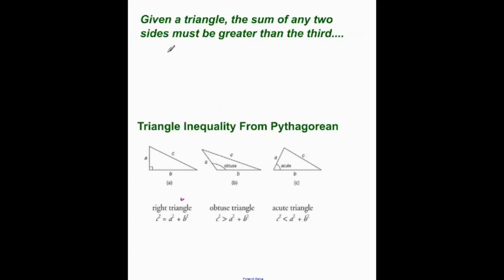Given a triangle, the sum of any two sides must be greater than the third. If we look at this real quick, and we have a triangle here, all it's saying is that we just have three sides. Call them M, N, and P. The reason I chose those letters is because I didn't want to confuse it with the a, b, c of the Pythagorean theorem.